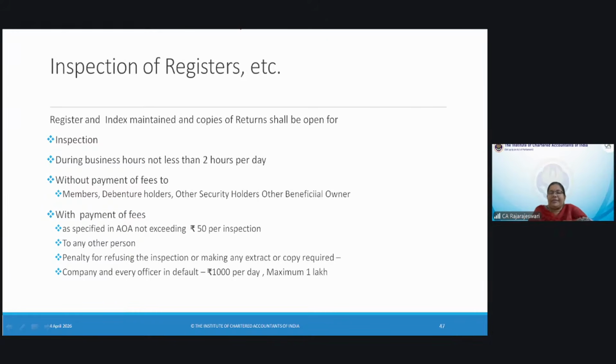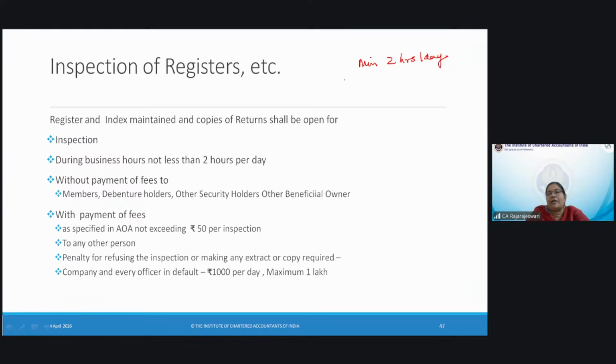We will see the inspection of registers and other details. Now, this could be inspected by the registers and index. It can be inspected. So, I was talking about registers the other day, statutory registers. The rule is that minimum 2 hours should be allowed for inspection per day.